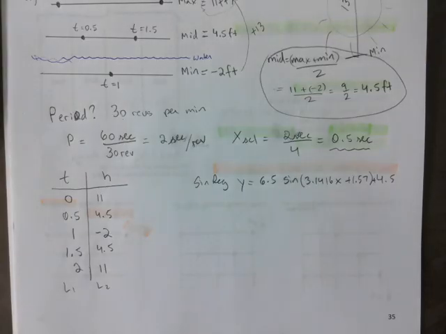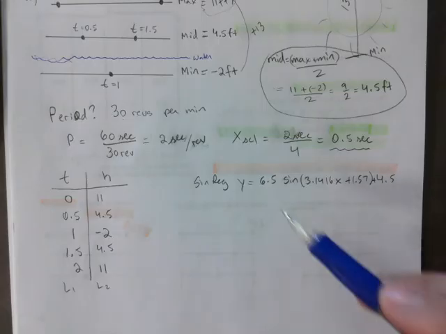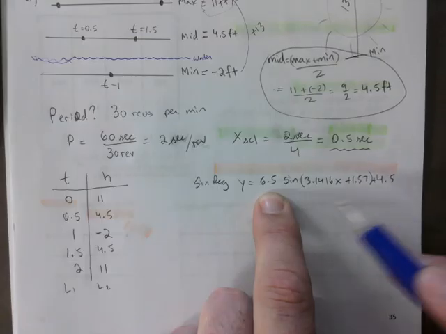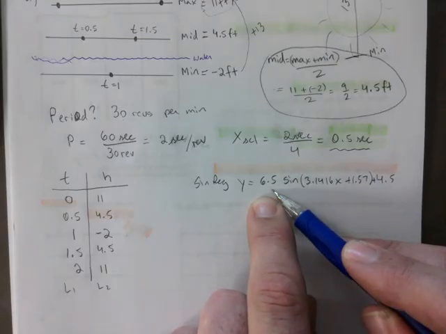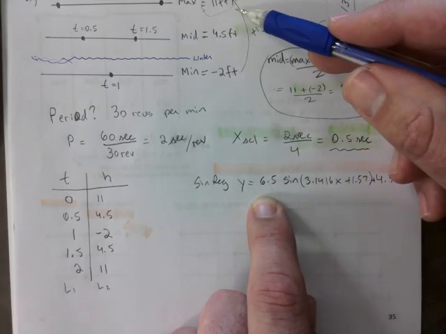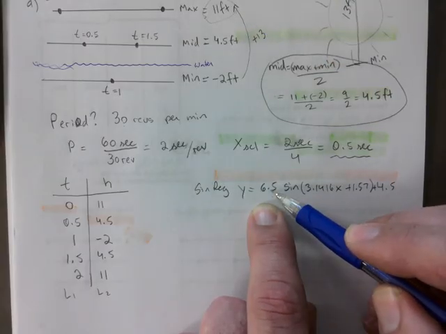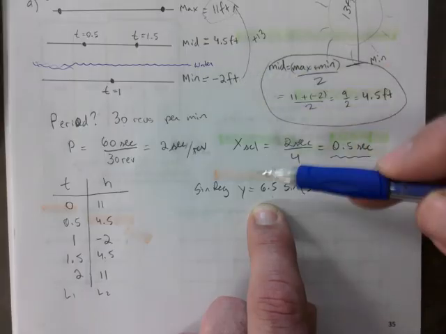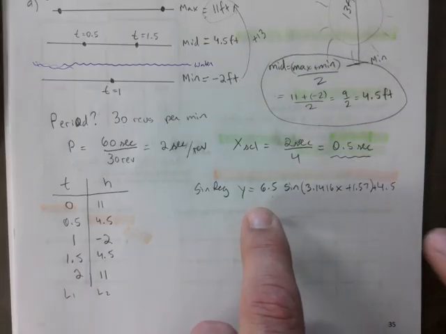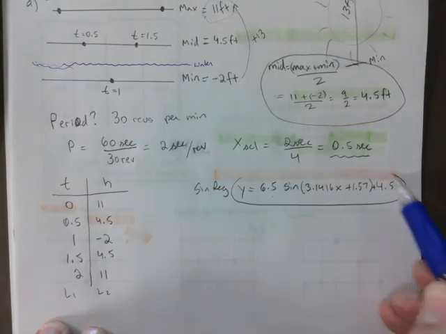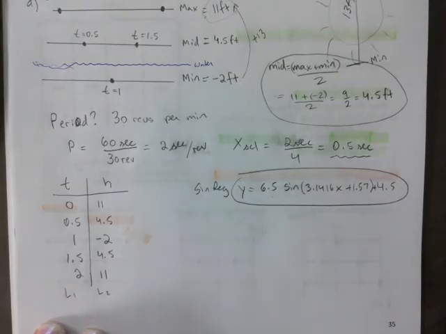Before you chant victory, like I got it, do a couple of checks. What's the max if I were to use my equation? What's the max? 4.5 plus 6.5? That is 11, right? Is that what we're supposed to have? Yes. 4.5 minus 6.5? Negative 2, right? So it jives. If you don't see it jiving, go back. So this is my equation. There you go.